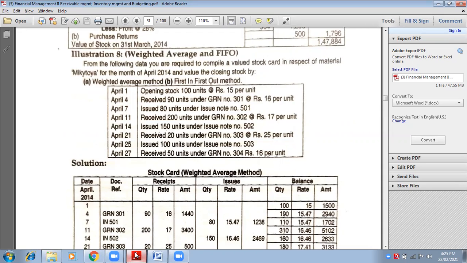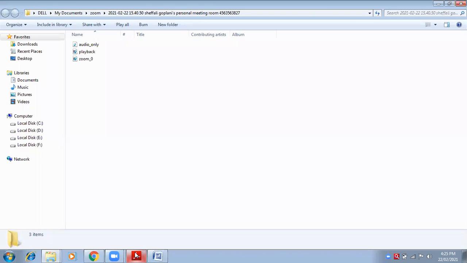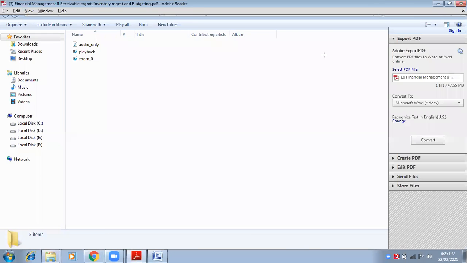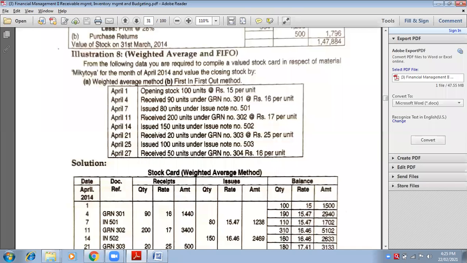Now the second slot is how much? 20. So you need to write 20, 25, 500 the same, because we have not issued anything from this 20 units slot. Therefore, this has to be written as it is. 20, 25, 500. Now close down the date. Next date is 25th. Oh, sorry, 25th is done, no?